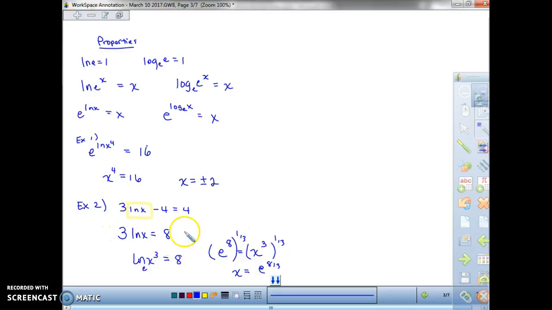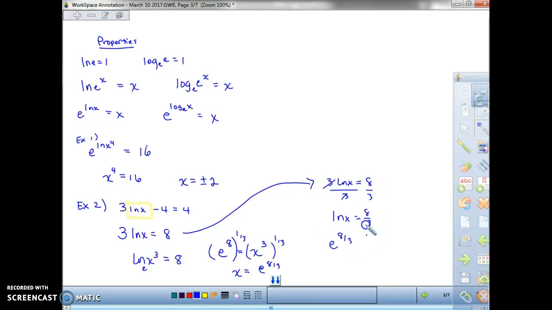Now, let me do it the other way I mentioned, which is to divide both sides by 3. So this is where I am in the problem. Divide both sides by 3. These will cancel, of course. I have ln of x is equal to 8/3. And then I have e to the 8/3 is equal to x when I rewrite it. So do you see I'm getting the exact same answer either way I do it.